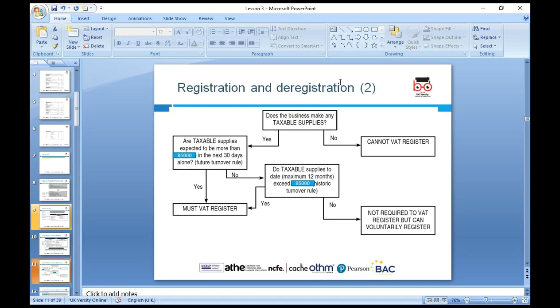Okay, next, as we discussed, registration and deregistration. We have to register at 85, and we can deregister ourselves at 83. Does the business make taxable supplies? Yes. If taxable supplies will reach 85 within 30 days, we must register. Do taxable supplies in the past maximum 12 months exceed 85,000 turnover? Yes, then we need to be registered. If no, registration is not required. If we do not supply taxable supplies, we cannot be VAT registered, because we're not supplying them.